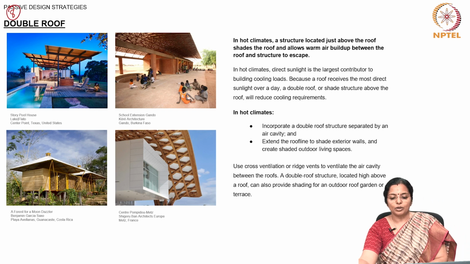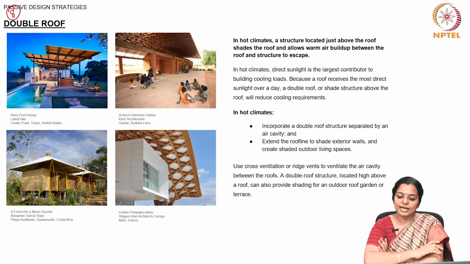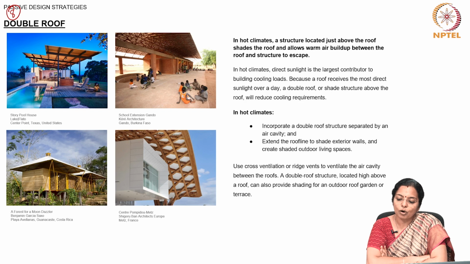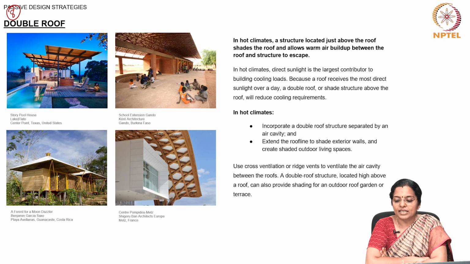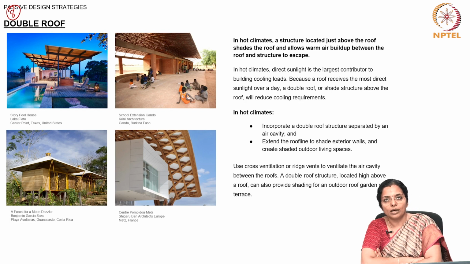Next is the double roof. Now, in hot climates, the structure located just above the roof shades the roof and allows warm air buildup between the roof and the structure to escape. In hot climates, direct sunlight is the largest contributor to building cooling loads. Because a roof receives the most direct sunlight over the day, a double roof or shade structure above the roof will reduce the cooling requirements.